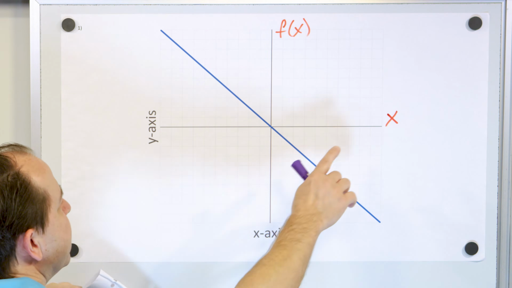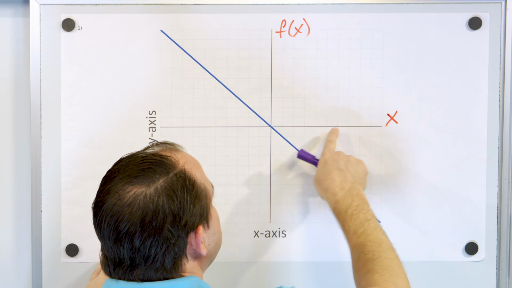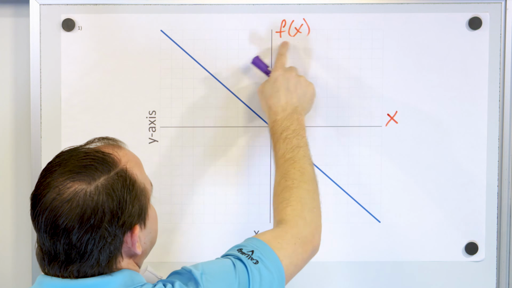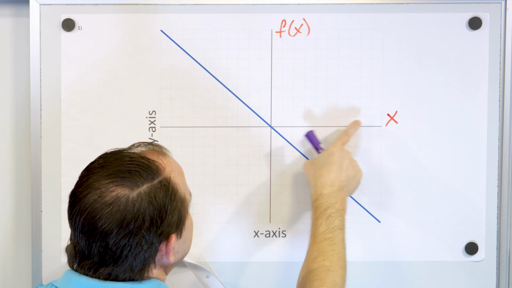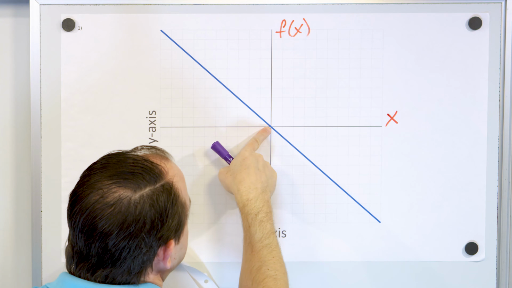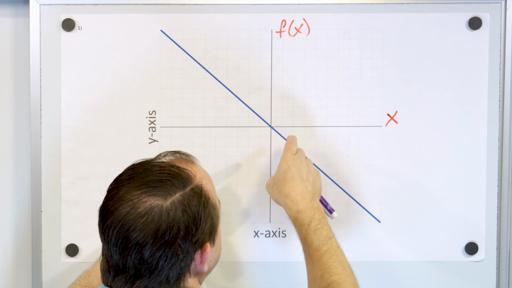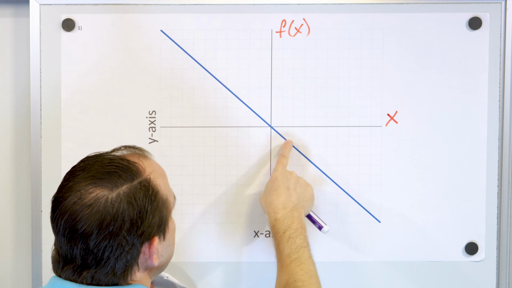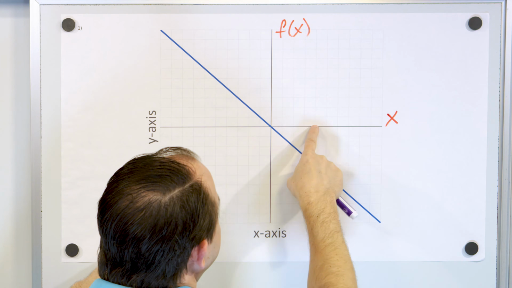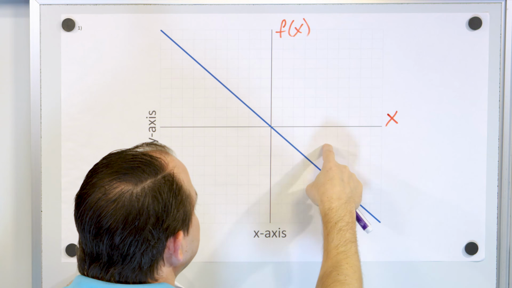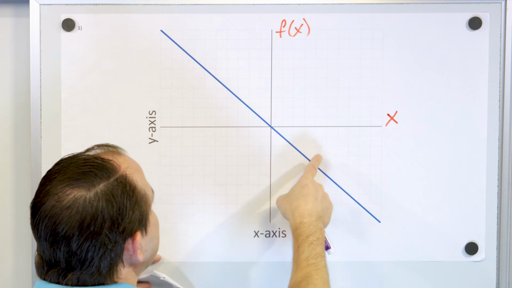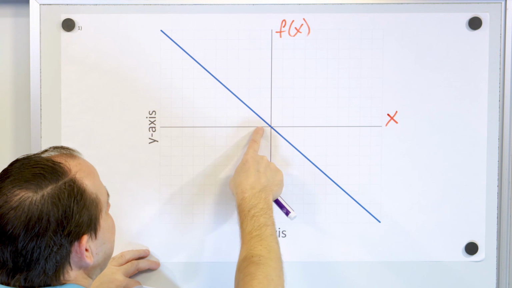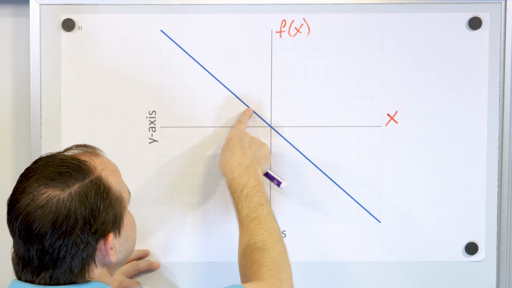We can see that we put x values in and we get outputs f of x out. So when x is 0, f of x, the output, is also 0. When the input is 1, 2, 3, the output is 1, 2, negative 3. When the input is 1, 2, 3, 4, 5, the output is 1, 2, 3, 4, negative 5. Let's go the other way. When the input is negative 2 here, the output is positive 2.